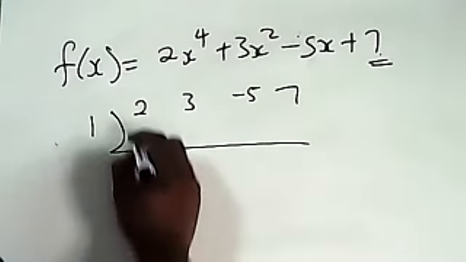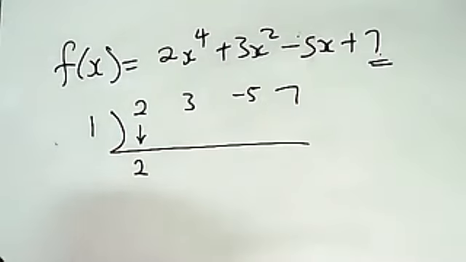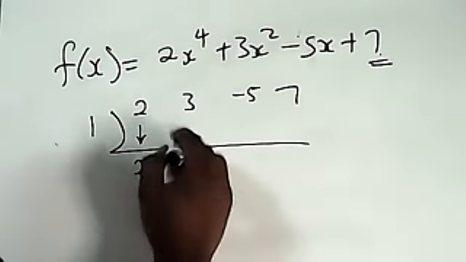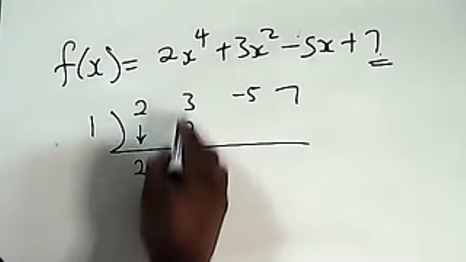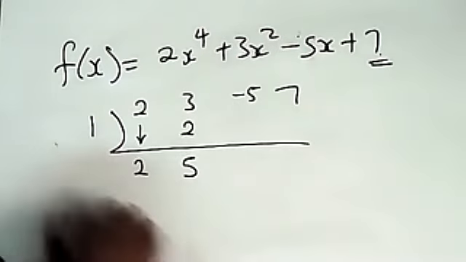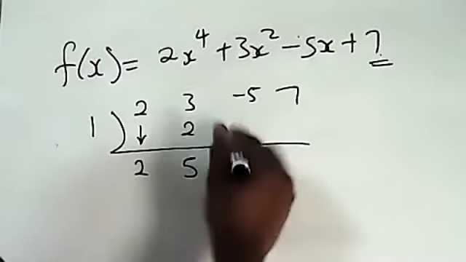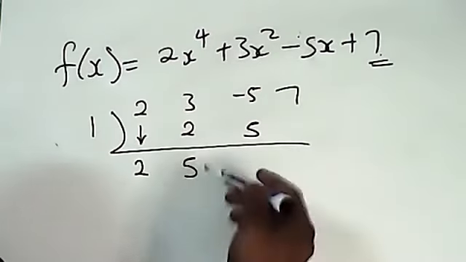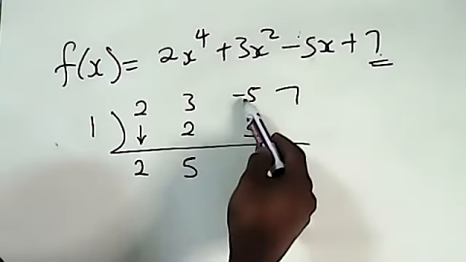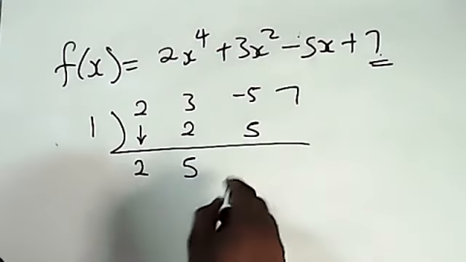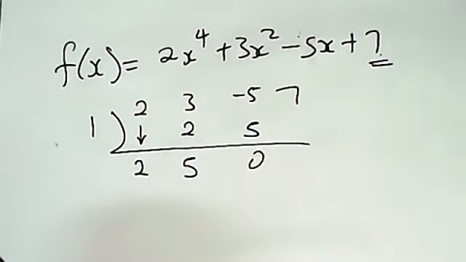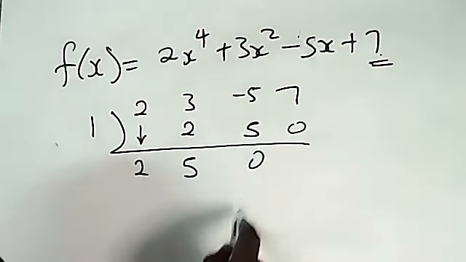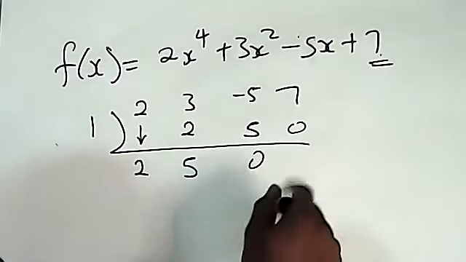The first thing that you will do, you always drop the first one as it is, you drop 2. Then you multiply 1 and 2, that is 2. You put 2 here. You always add. 3 plus 2 is 5, right? You multiply 1 and 5, that is positive 5. Negative 5 plus 5 gives you 0. 1 multiplied by 0 is 0, and 7 plus 0 is 7.